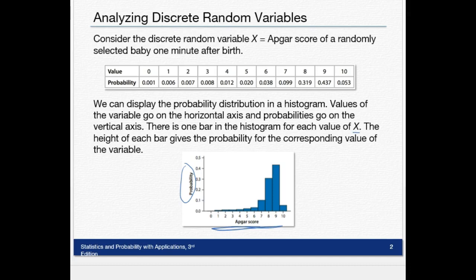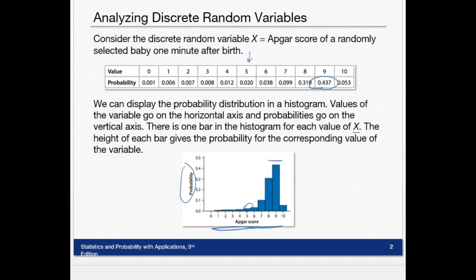So you can see for 0 it was like 0.01, it barely even shows up on the histogram. And for 1 it's 0.006, it starts to show, and so on and so forth. You can get up to 5 and it has 0.02. It's right here. So look, our highest one is 0.437, right up there, okay? So that's what this one is.